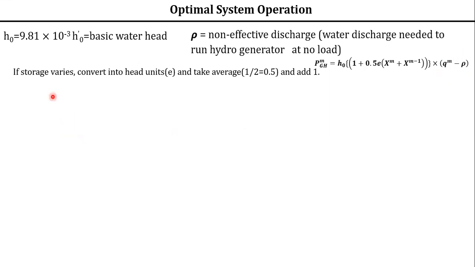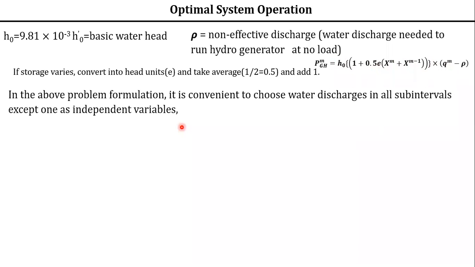Understood? So now see, storage varies. If storage varies, convert into head units E. This storage will vary, isn't it? X_m plus X_(m-1) will vary. Convert this one into head units E and take average. 0.5 means it is 1 by 2. Take average of that one and add 1, and that is multiplied with your base head. That is base water head. That is how you are going to get average water head here, into discharge. Clear? So that is your equation 4.